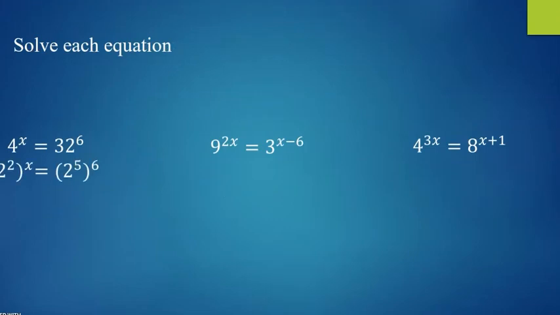Okay guys, the homework is going to be for you to solve, but let me just give you one example of how to solve one of them. Okay, let's take the middle one, what we have here: 9 to the 2x is equal to 3 to the x minus 6, okay?